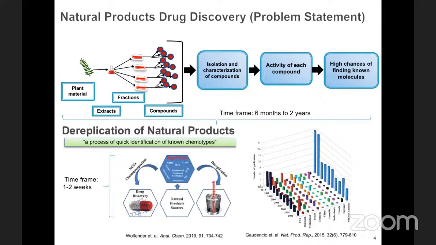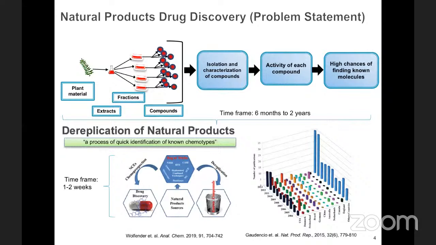But then what can you do? Let's say you are screening for an anti-cancer molecule, and you have got a molecule which is already known and reported, and its activity is also known, anti-cancer. Then it is of no use, this particular molecule. But you have already spent a year or maybe more on that particular project. So it is a kind of wastage of time, wastage of efforts, and everything.